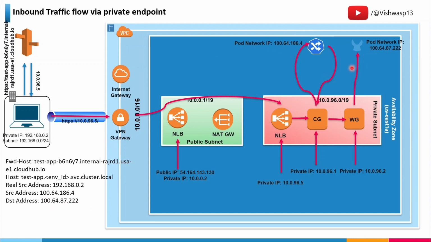So that's how the traffic flows in case of a private endpoint. At a high level, it's quite similar to the public endpoint flow. It's just that we skipped the public network load balancer and used a private network load balancer. And of course, there is a VPN connection involved, where the external network is connected to the private space using a VPN tunnel.